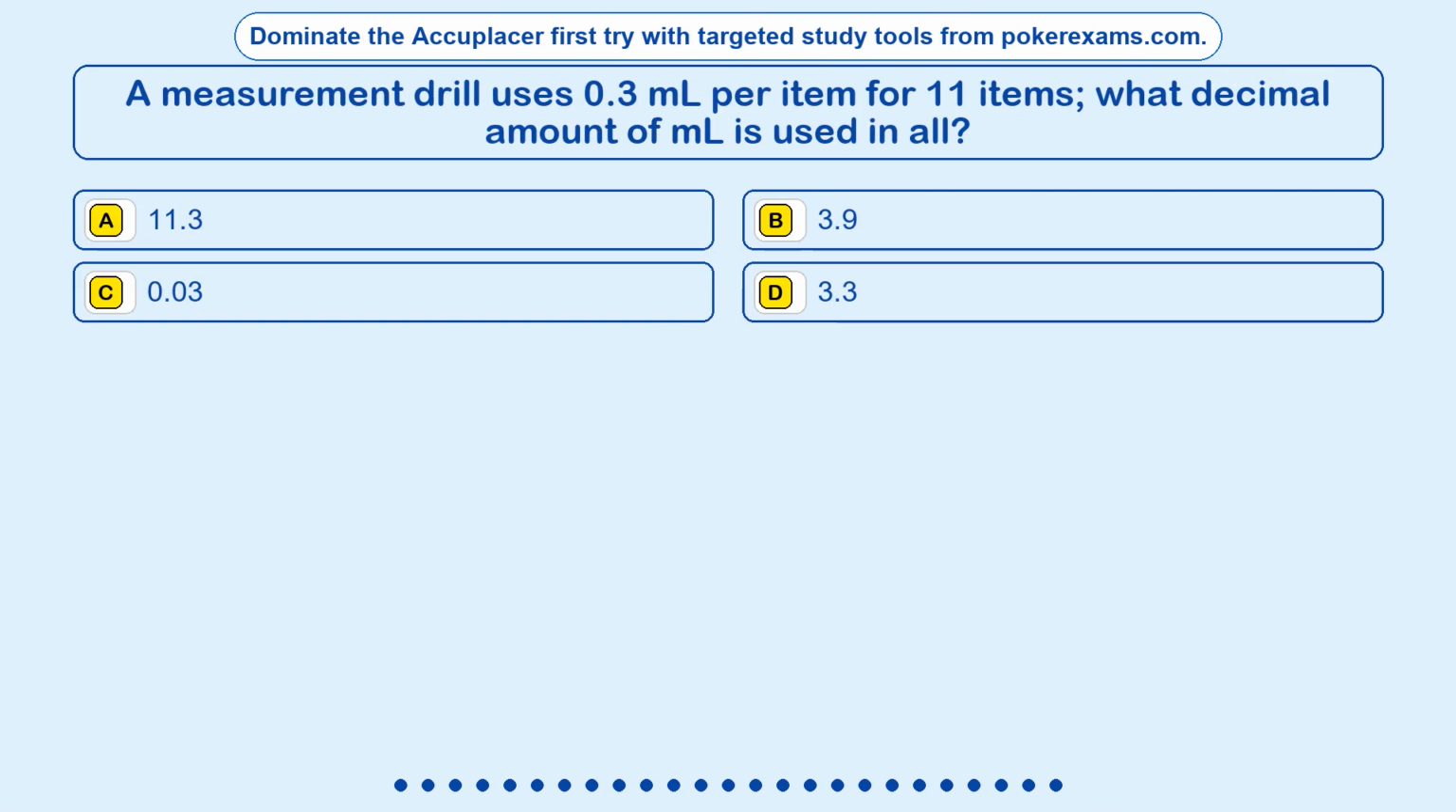Question 3. A measurement drill uses 0.3 ml per item for 11 items. What decimal amount of ml is used in all? Option A, 11.3. Option B, 3.9. Option C, 0.03. Option D, 3.3.